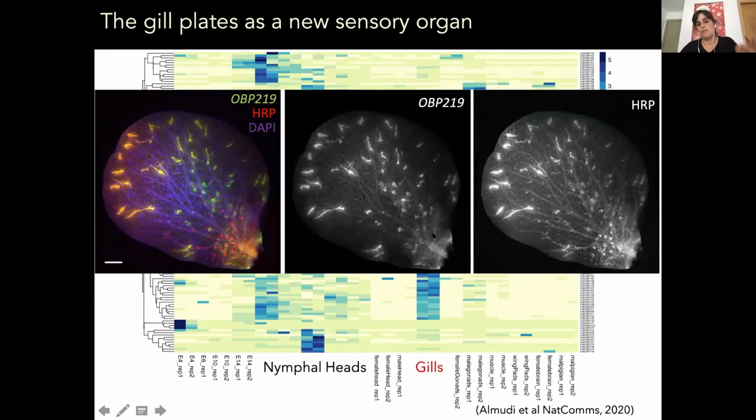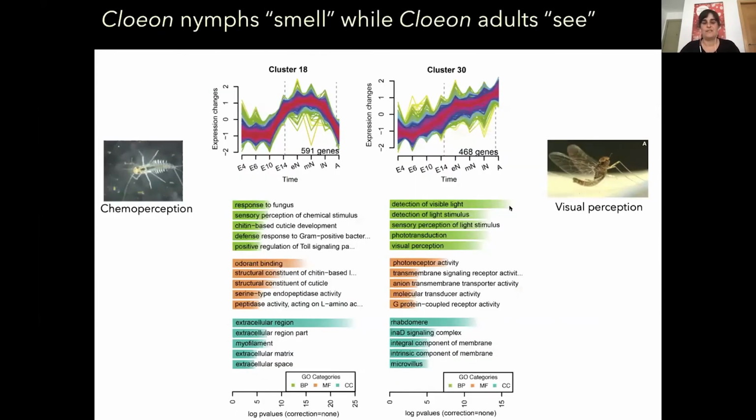When we checked the expression of some of those odorant binding proteins within the gill, we found that they are expressed all over the gill plate, and that this expression colocalized with HRP, which is a neural marker. So we describe here a new function, or a new role, for these organs: not only as a respiratory organ, but also as a sensory organ. So this is what we learned about the chemoperception in the aquatic phases. What happens with the visual perception?